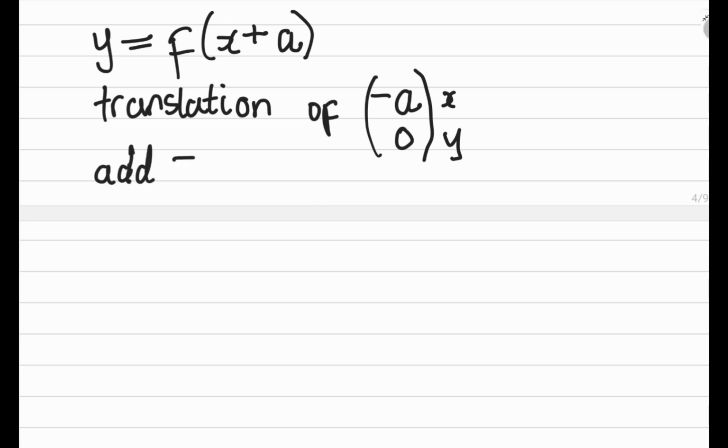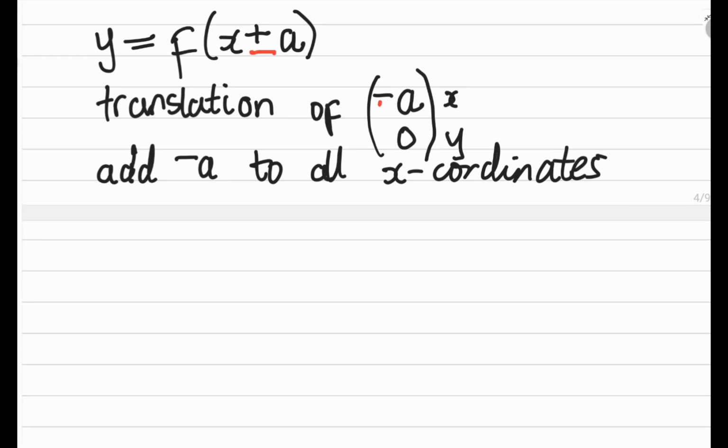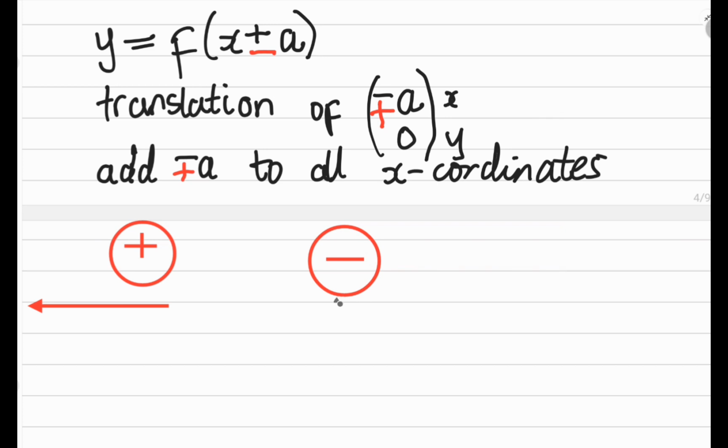So what you do is you are adding a negative a to all x coordinates. And in the event that we have a negative sign there, it turns to positive. We are now adding a positive a to all x coordinates. We are moving the graph along the x-axis. So if we have a positive sign, that implies negative movement. So our graph is being dragged to the left-hand side along the x-axis. If it's a negative, our graph is being dragged to the right-hand side along the x-axis.